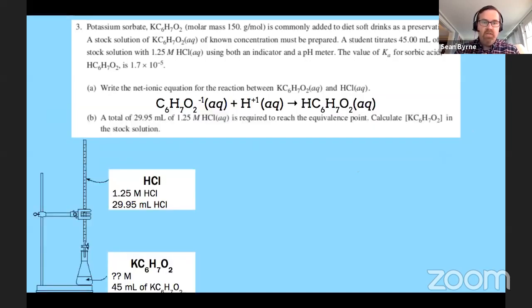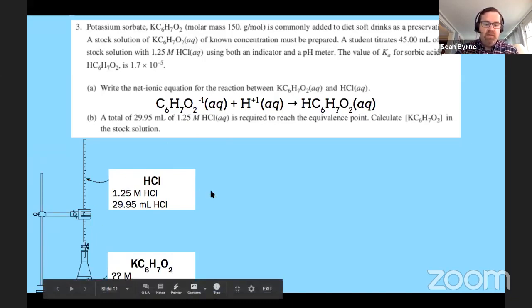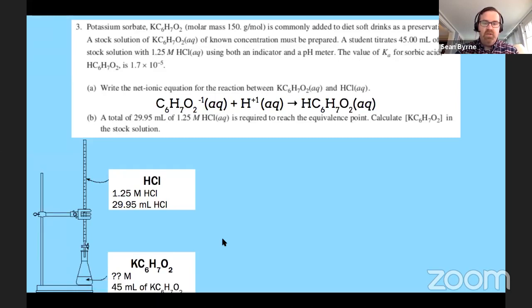Then we're going to use this equation to answer some questions in part B. The problem tells us that we have a titration with a total of 29.95 milliliters of 1.25 molar HCl. I'm a visual thinker. This is something that I would probably draw, probably not with this much detail, but I would certainly draw it on my test booklet as I was just trying to keep track of what was happening in our equation.